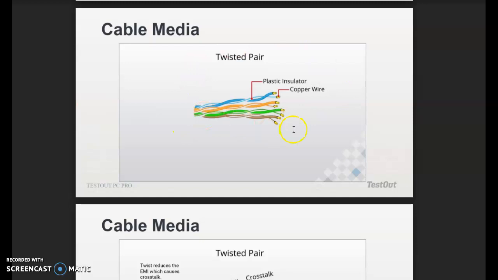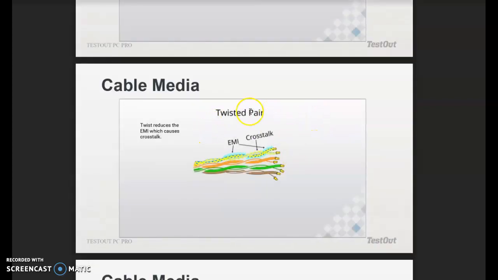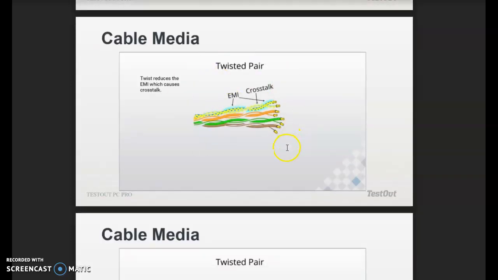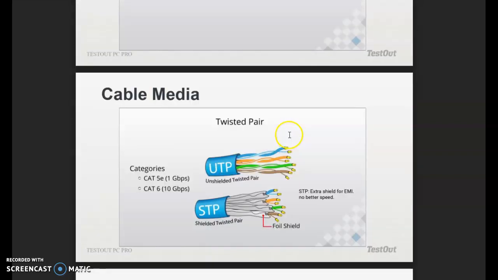Now, the most common cable media is Ethernet cable, and we use twisted pair, which you saw when you cut the cable: you will see 4 different colors, and they are twisted around. These are actually copper wires with a plastic insulator, and they are twisted to reduce the EMI that causes crosstalk. So the more twisted it is, the less EMI.